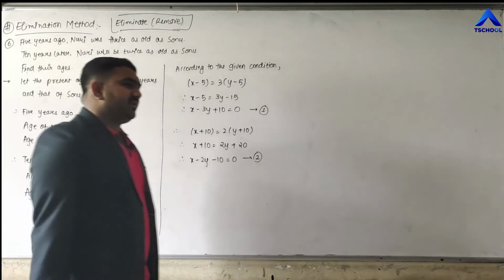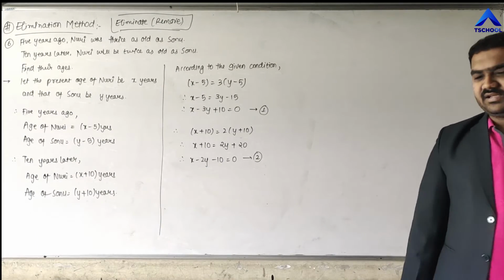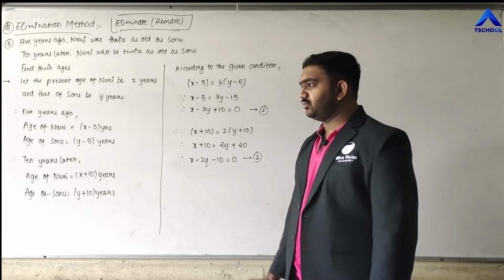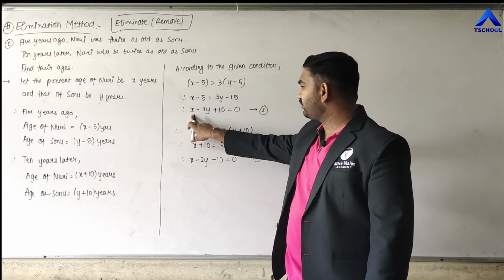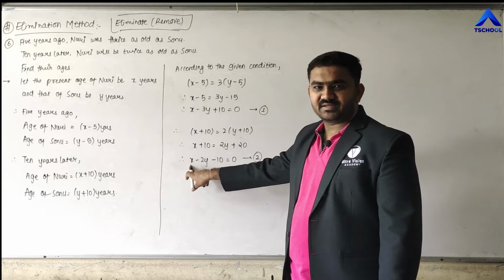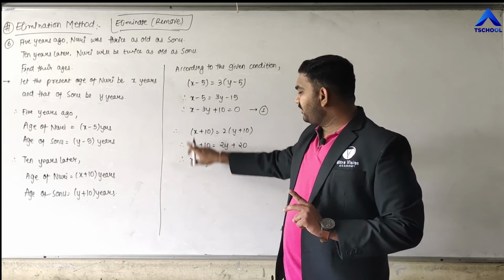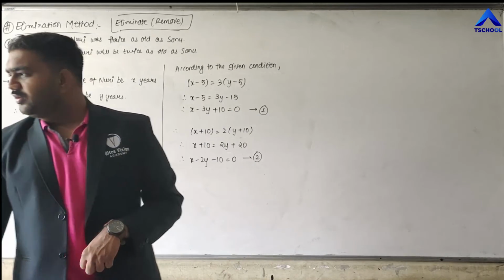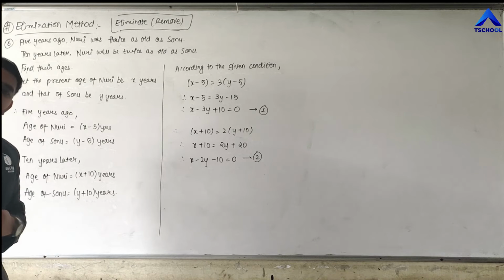Now notice, friends, that here the coefficient of x in both the equations is the same already. Yes or no? Yes. See, the coefficient of x in the first equation is 1. The coefficient of x in the second equation is 1. Right? So friends, we are not going to multiply by any real number to either of the equations so as to make the coefficient same, because it is already the same.